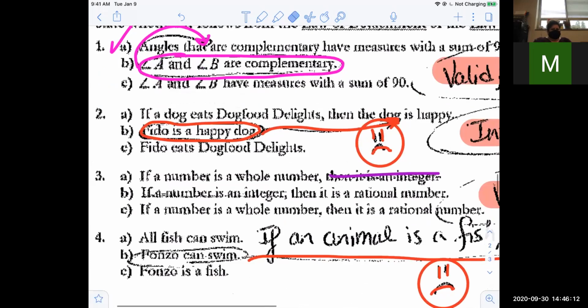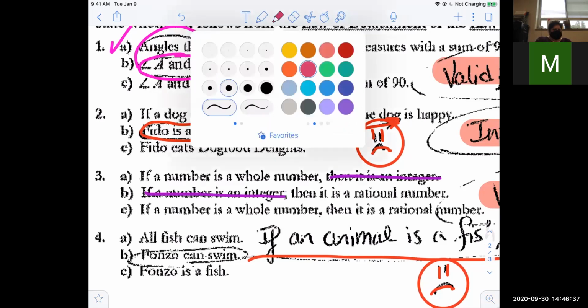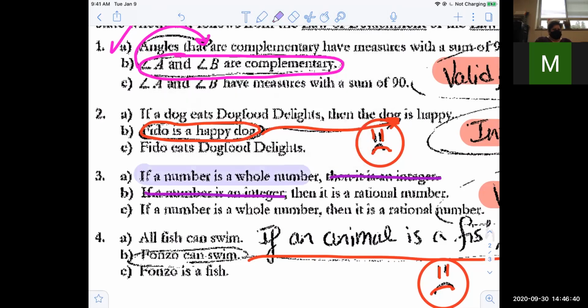If a number is a whole number, then it is an integer. If a number is an integer, then it is a rational number. If a number is a whole number, then it is a rational number. Valid by syllogism. Remember that for syllogism, the ending of the first one has to match the beginning of the second one, and then you can mush together what's left over. So if a number is a whole number, then it is a rational number, and that's what part C says.